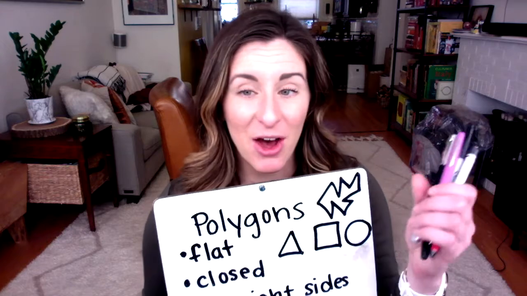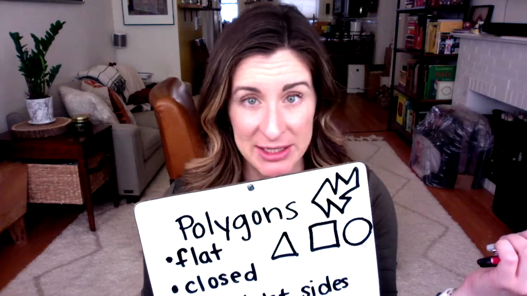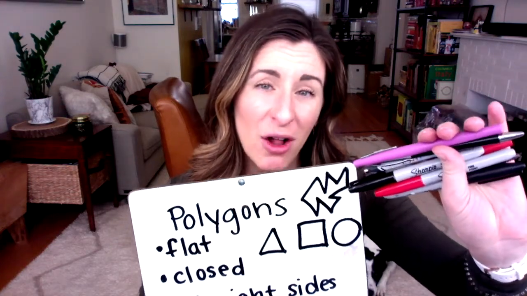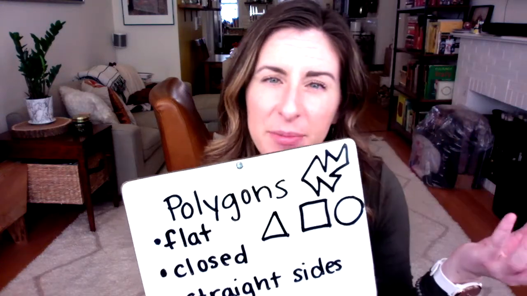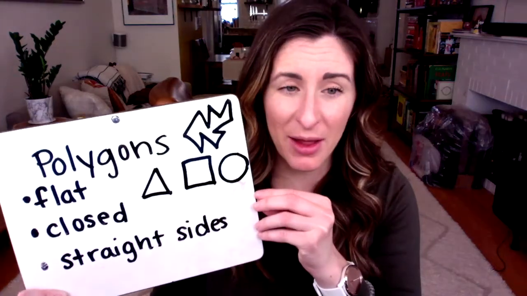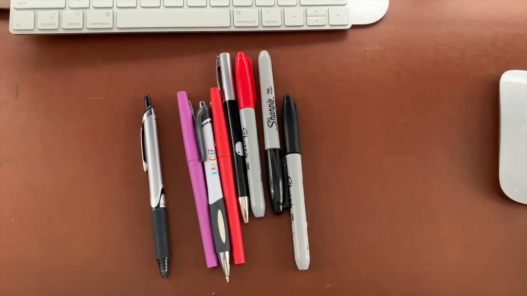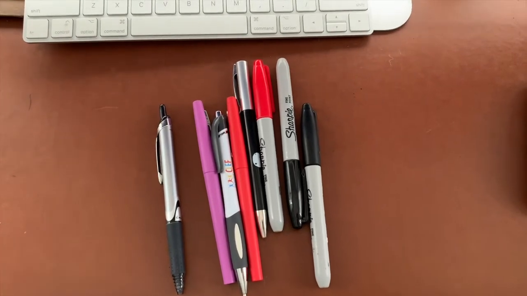I know I've got a whole collection of pens here. This is just what I have sitting at my desk, and they're all about the same length, and they're all obviously straight. The important thing is you want to choose an object that is shorter, like the size of a pen or shorter, and it's straight so that you can make a polygon that will be flat, closed, and has straight sides. All right, now I have a collection of pens and markers here.